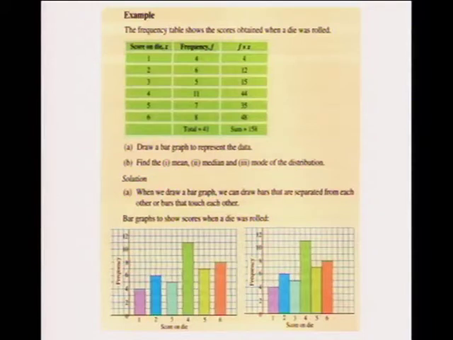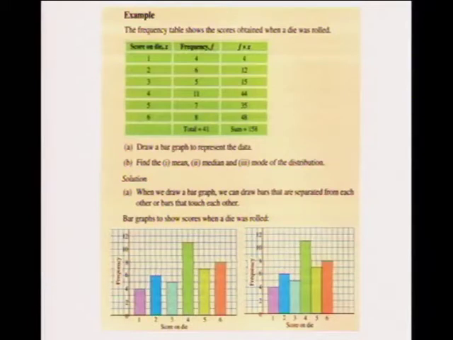Okay, now we are here with the frequency table that shows the scores obtained when a die was rolled. The score on the die, or a dice as we call it, goes up to 6. And the times that they were rolled is the frequency. So there we see that. And the F times the X, frequency times the score, we work that out to get the sum. So we have the total of the frequency, and we have the sum.